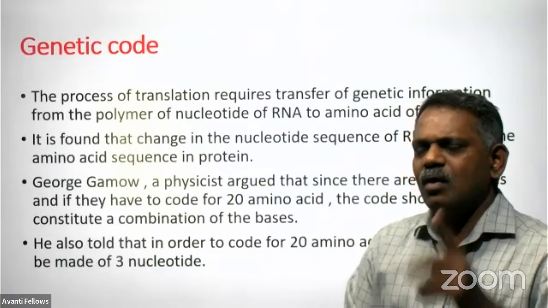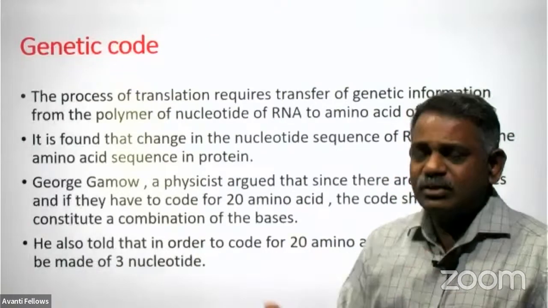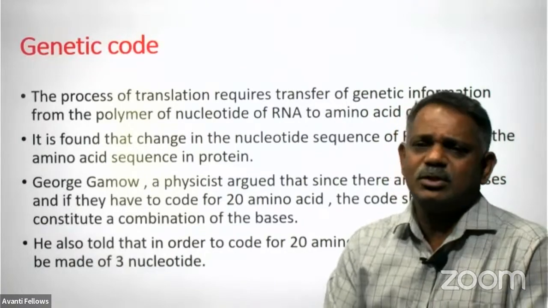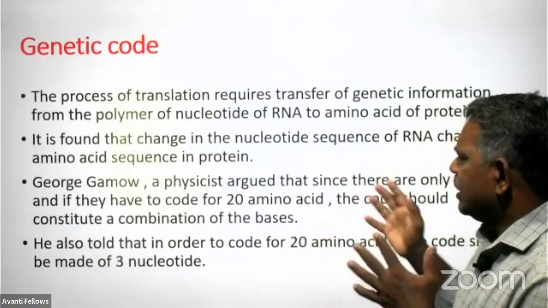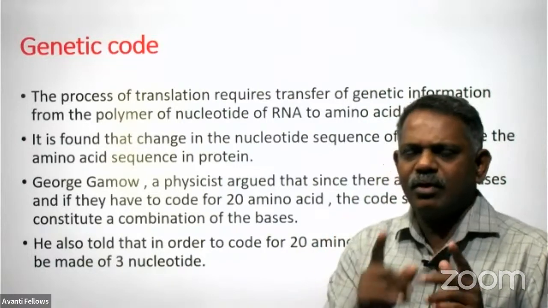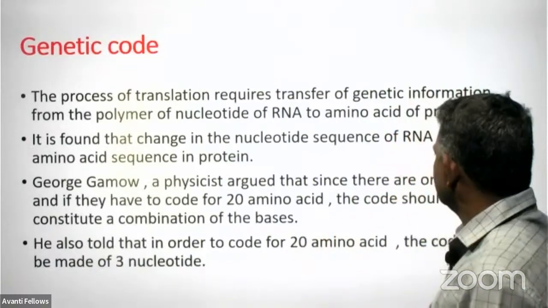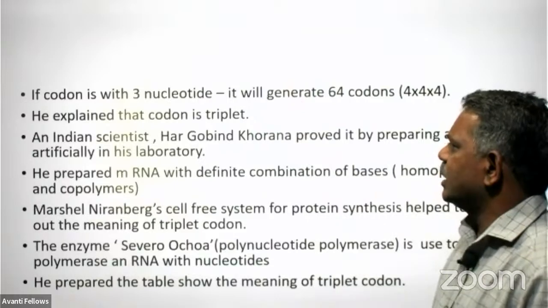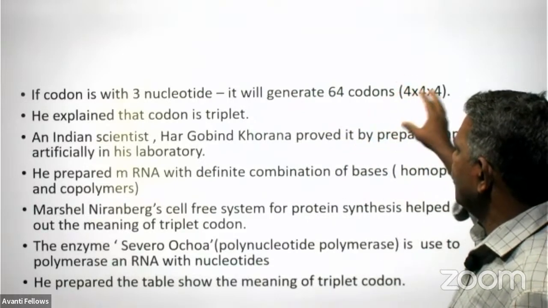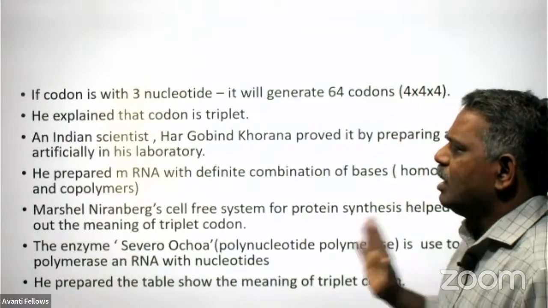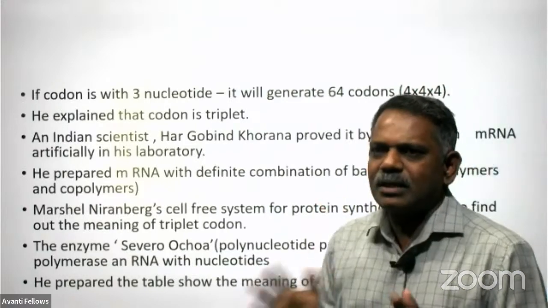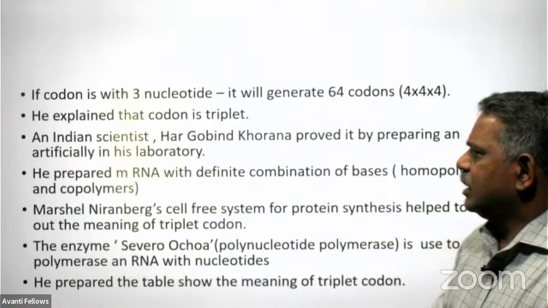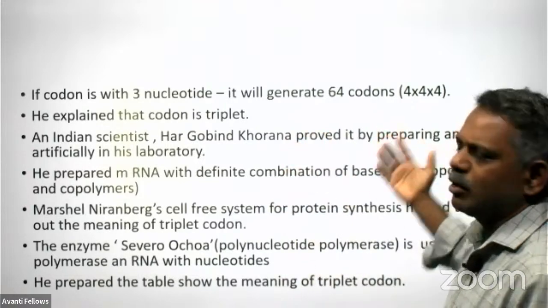If it is only 1, only 4 amino acids can be coded. If it is doublet, only 16 can be coded. But we have 20 amino acids in the cell cytoplasm, so required minimum 3 nucleotide as a code for a particular amino acid, and we call it as what the triplet codon only. And if codon is with the 3 nucleotide, it will generate 64 codon, 4 into 4 into 4. And he explained that codon is a triplet. It is not doublet or it is not single. It is triplet only.